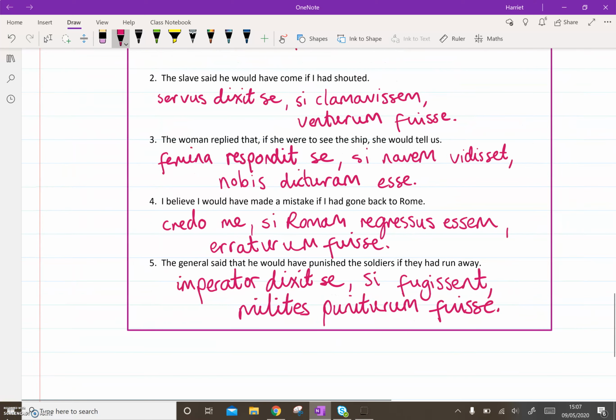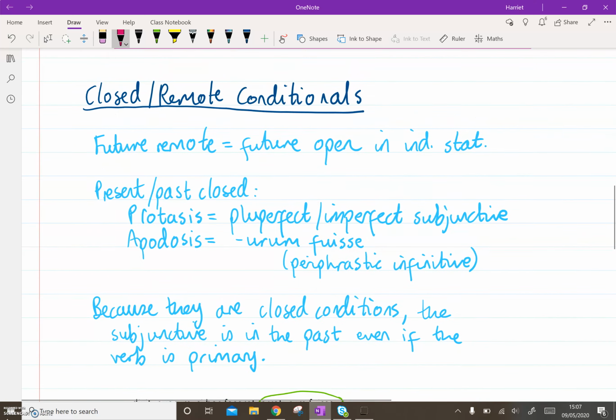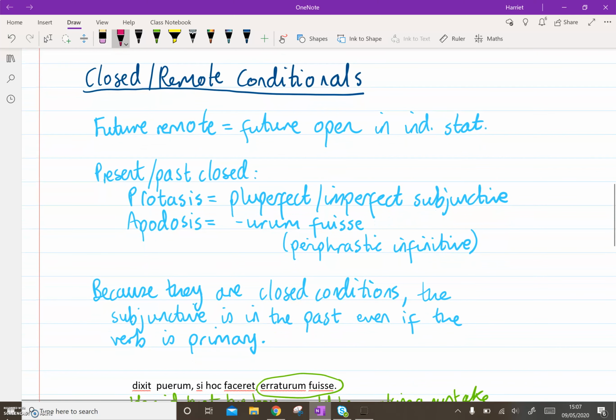Okay, so there are all your notes on the closed or remote conditionals within the indirect statement. Your job is now exercise 326 on page 92 and 328 on page 94. Keep watching this video. If things don't make sense, look at the notes on those pages and hopefully it will start to click into place.